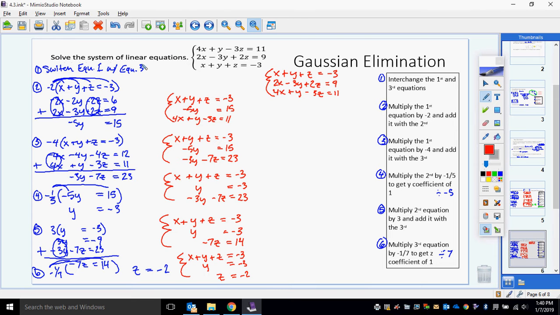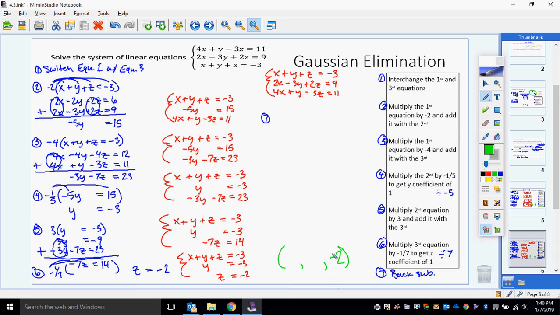It said solve the system. So I need to solve it. I need to get an x, y, and a z value. So my step 7 is going to be back substitution. Okay. So let's take our row echelon form and back substitute. Good news is, folks, in our ordered triple, we already know that z is going to be negative 2. Right, from our third equation, z equals negative 2.